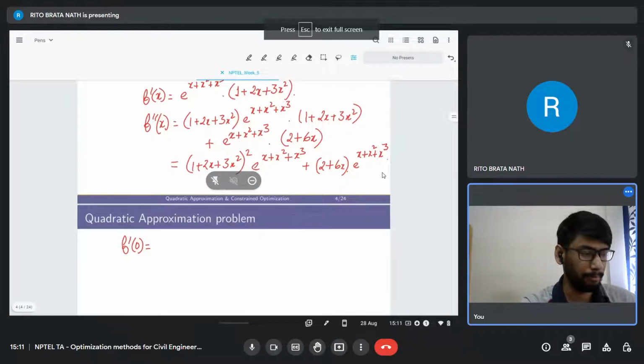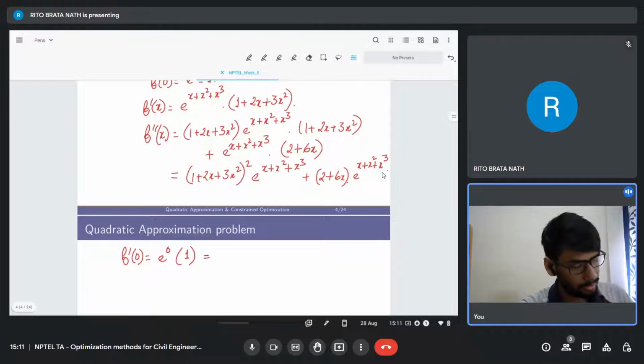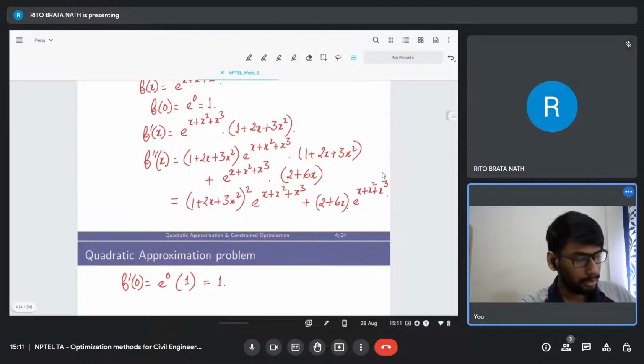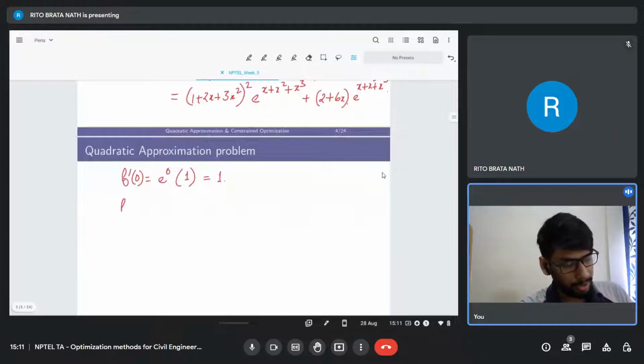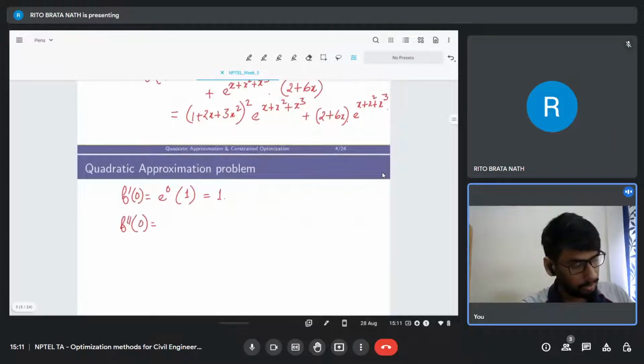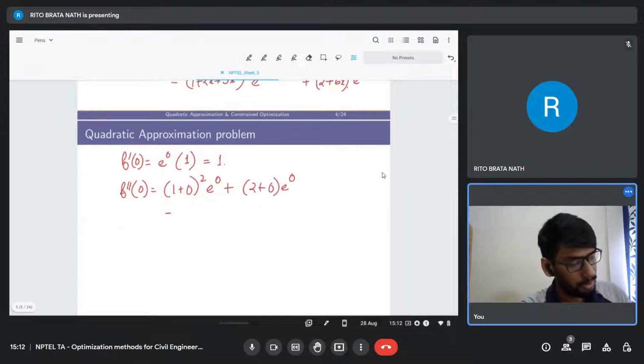So let's find this out. This is e to the power 0, then this will be 1. So the rest of the part becomes 0. So f prime of 0 is e to the power 0, which is 1. And then you have to find f double prime of 0. This is nothing but (1 plus 0) squared times e to the power 0, then plus (2 plus 0) times e to the power 0. So e to the power 0 is 1, that's 1 plus 2, so this is 3.